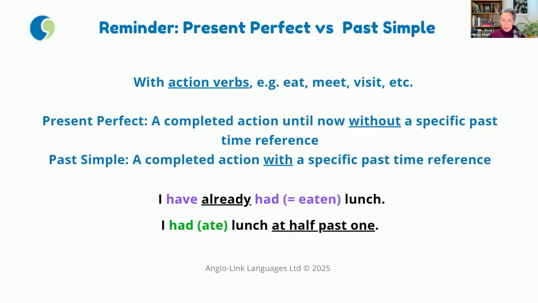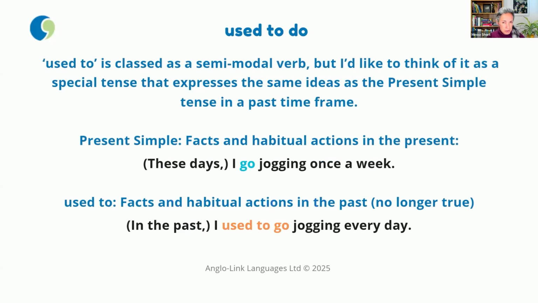So now, what is this used to, which is also used for the past time frame, used to do? Now, used to is classed or classified as a semi-modal verb. But I'd like to think of it as a special tense that expresses the same ideas as the present simple tense in a past time frame.